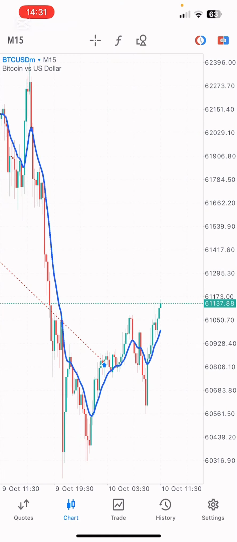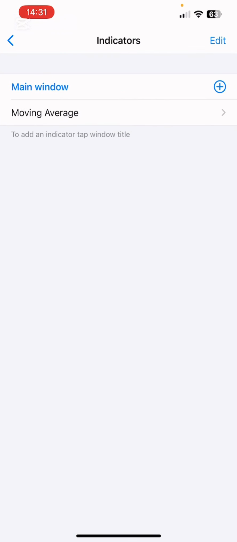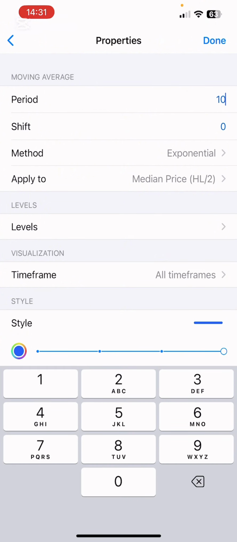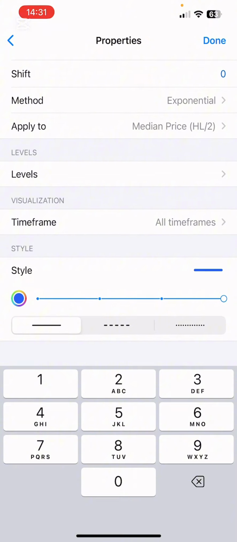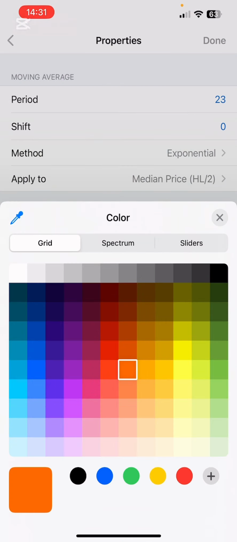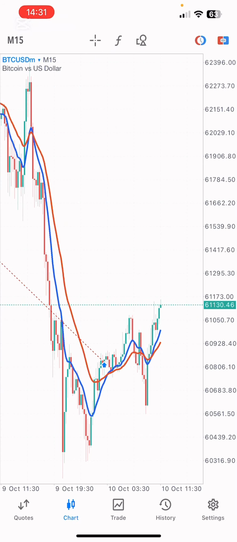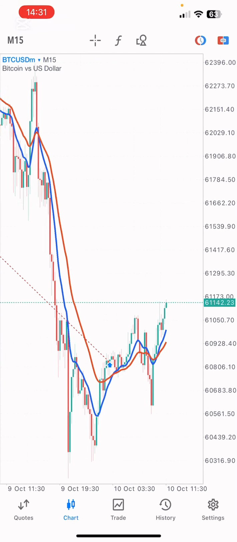All right, so after adding the 10 exponential moving average, we go again to the EMA. We go to add, we go to moving average. Okay, when you go to moving average, this time we are going to change this 10 to 23. The method is going to be exponential, median price again, the time frame and all. We change the color of this to red. Let's see, red. All right, these are just the 2 things we need to do here.